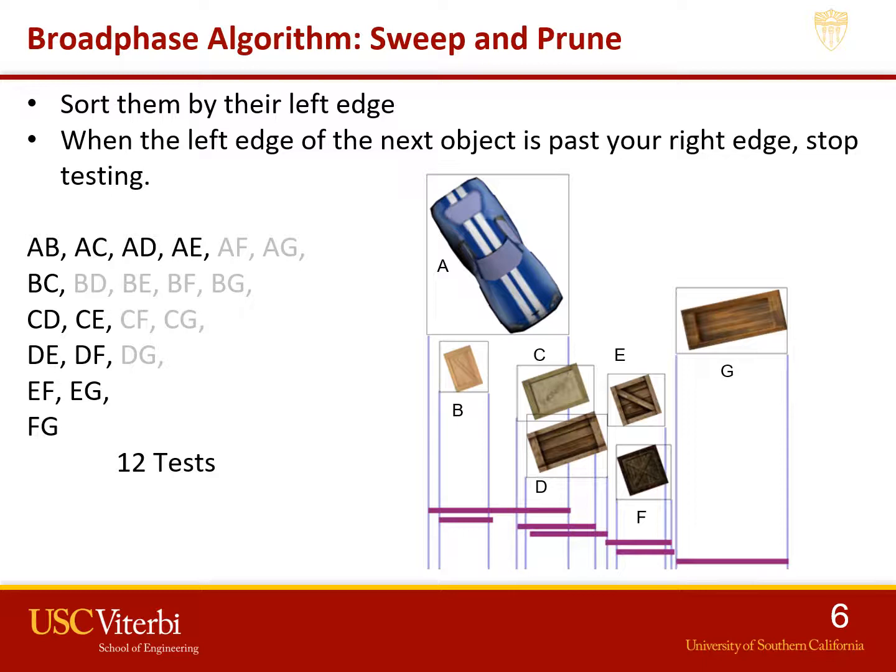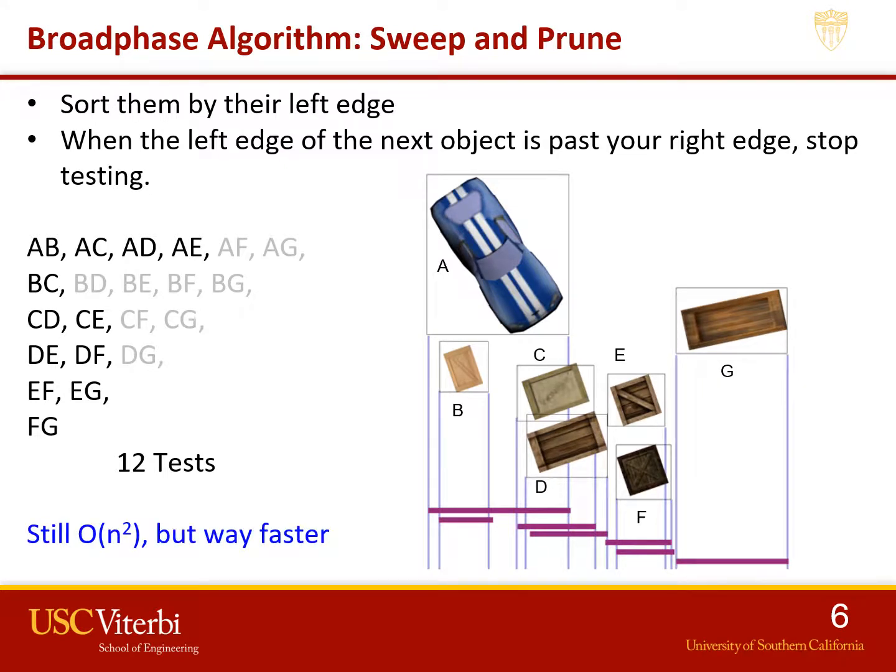So what happens with object B? Object B needs to be compared against object C. And again, on the x-axis, hey, look, they already don't overlap on the x-axis. And that means we can reject B versus D, E, F, and G. Just skip them all together. And we'll keep going through the algorithm, and what we come up with is, in this case, we only had to do 12 tests as compared to the 21 tests we had before.